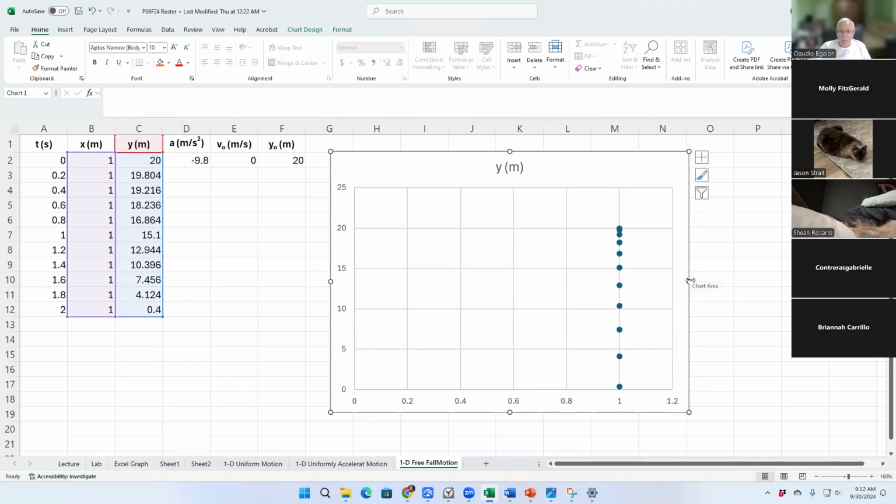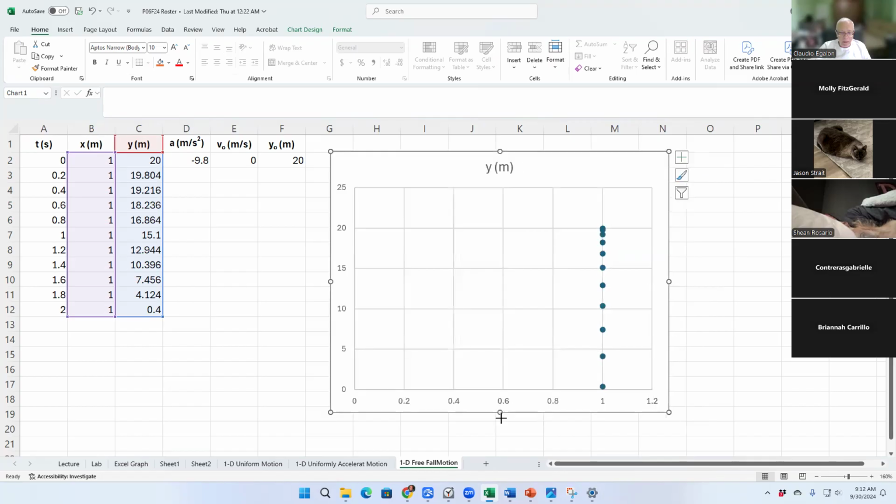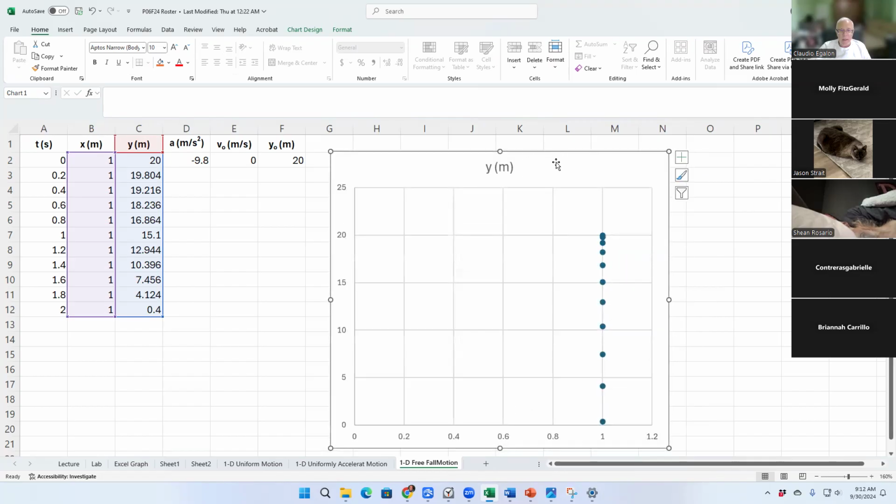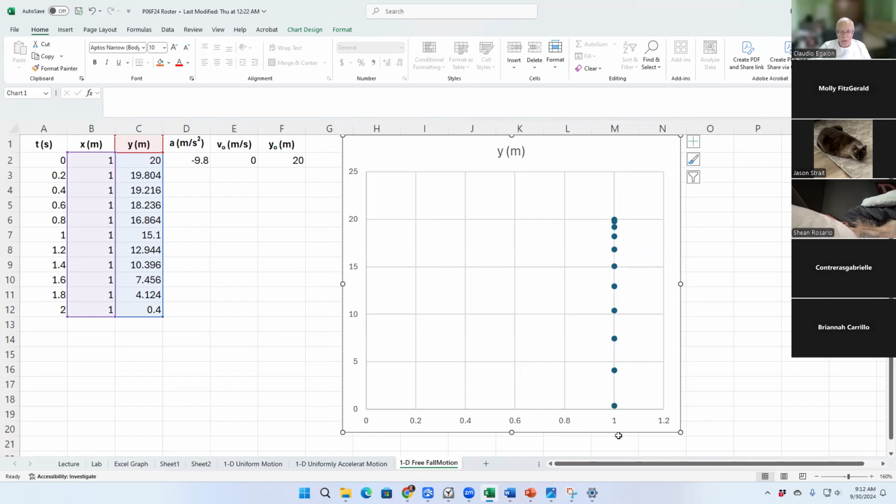And now you have the motion diagram of a free-falling object just about to contact the floor. It's 40 centimeters, 0.4 meters above the ground. That's the last point. Again, see that the spacing, the delta y, changes as time goes by, right?